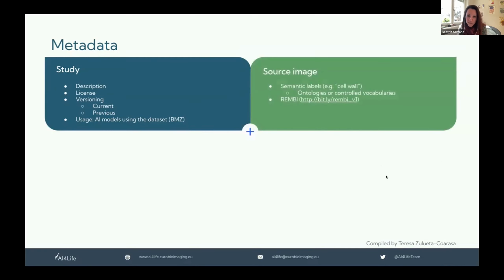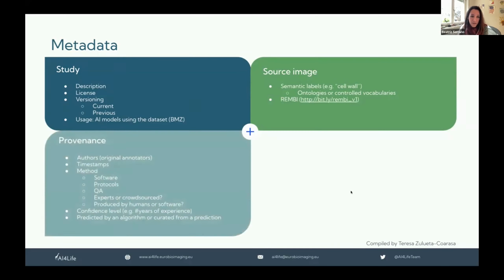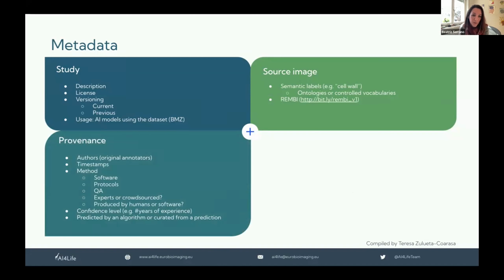So, of course, one needs to keep information about the source image. You've heard already a lot about FrameB and all the ways to describe the actual information, the biological information in the image. That's what Isabel also mentioned in the ontologies and so on. And then there was the other aspect about the provenance. So that would be who did it, when was the annotation done, which method was used, what were the software protocols used, the quality measurements on that, if that was done by someone that was an expert or crowdsource or human, automatically done by a software. In general, these things. Also, the confidence level was discussed. So, for instance, how many years of experience does the annotator have? And also if that was predicted by an algorithm or created from a prediction.